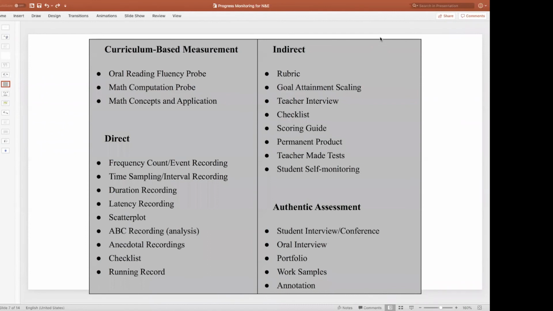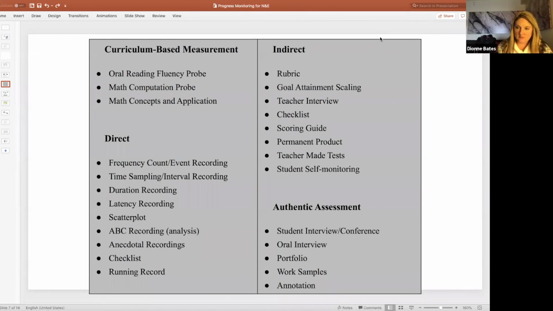Anecdotal records. There is one thing to caution you about, because whatever you write in there on a child can be sent with the records to another school, or if the parents request a copy of the records, they have to copy that as well. So make sure you're not writing something you don't want anybody else to see.